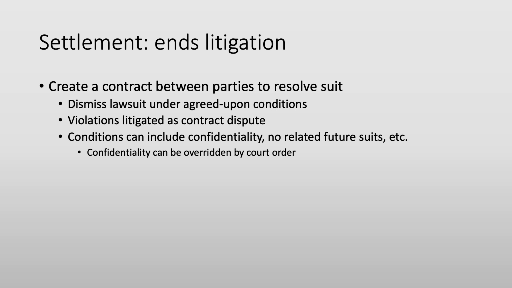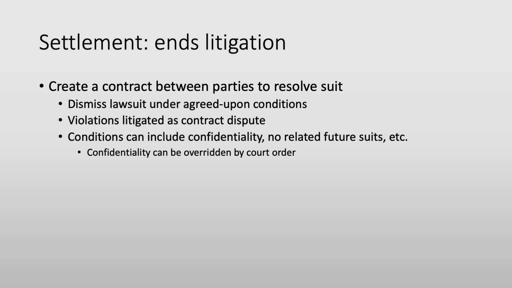Settlement ends litigation, sometimes before it starts, although often when it's already started. And what settlement does basically is create a contract between the parties wherein they agree to resolve the lawsuit in some way. So most typically, and pretty universally, you'll agree to dismiss the lawsuit under some agreed upon conditions. So here's a place where voluntary dismissal becomes really important, right? Here you have a situation where the plaintiff will have agreement from the defendant to dismiss the lawsuit, and they can just decide to do that because they have found conditions on which they are willing to forgo litigation.